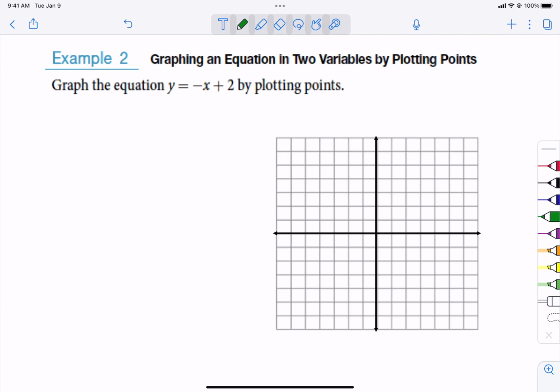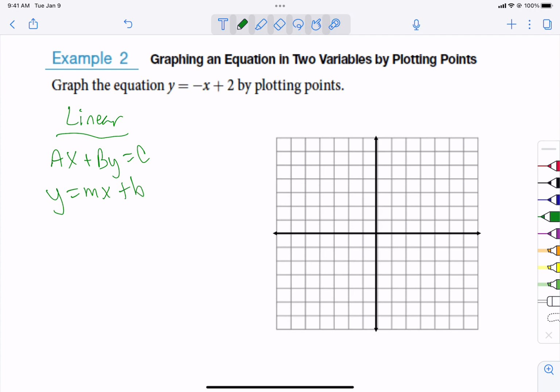This is a linear graph. How do we know that? If your x and your y are both to the first power, a linear graph is either of the form ax plus by equals c. That's your standard form of a linear equation. y equals mx plus b is a common form that this one is in.